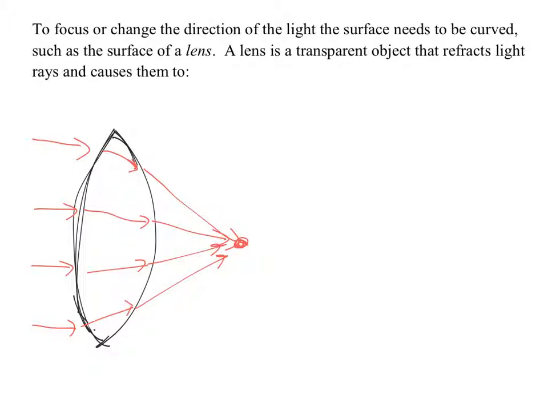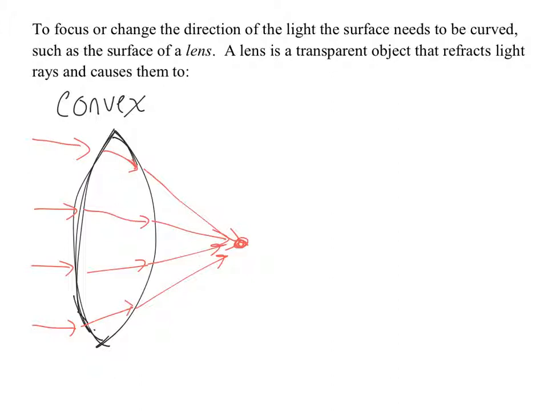But the idea of a converging or convex lens is that the light rays focus at a certain location. We call that a focal point, similar to with an ellipse. Remember, the ellipse has two focal points. One was the sun and one was empty space. This is a focal point right here.